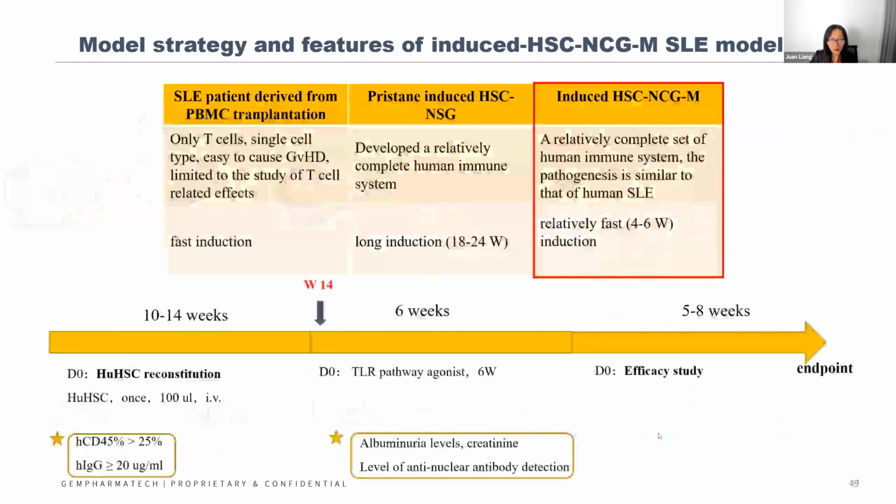So in this HSC-NCG mice, after reconstitution of the human HSC, we administer the mice with the TLR pathway agonist. The administration of the TLR agonist could develop SLE in this model. And we evaluate the phenotype of the mice and do the drug efficacy study.